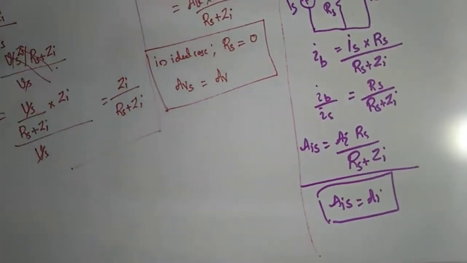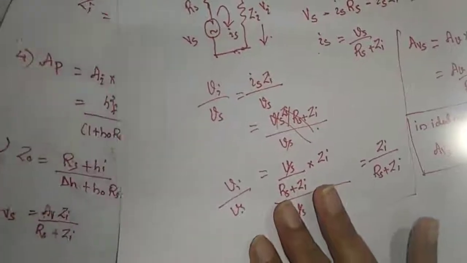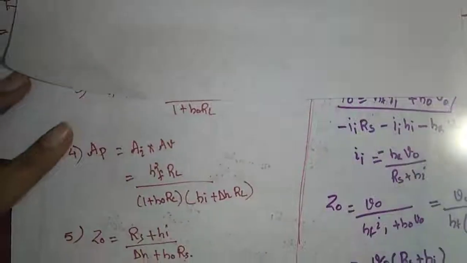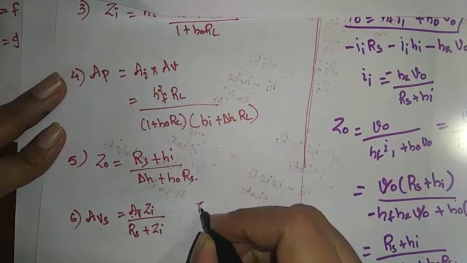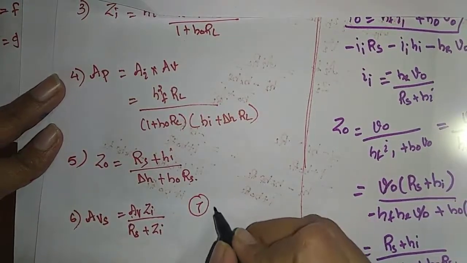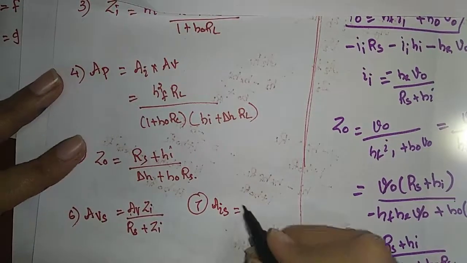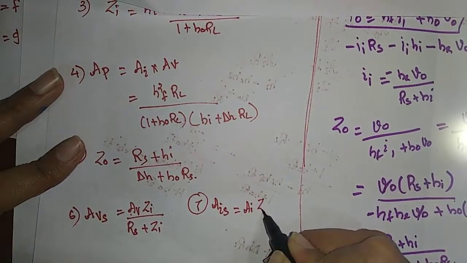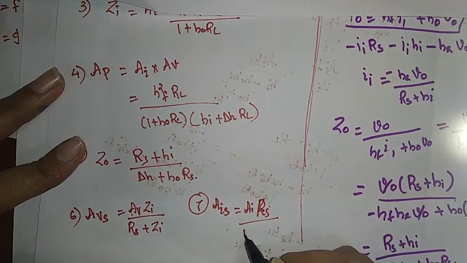So now we have the last equation, the seventh equation. I am writing here. Seventh equation, what is it? Our overall current gain for the circuit is equal to AI into Rs divided by Rs plus Zi.